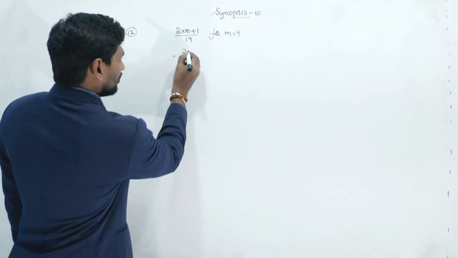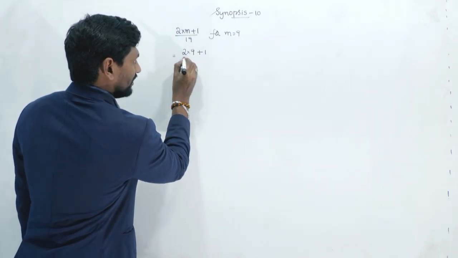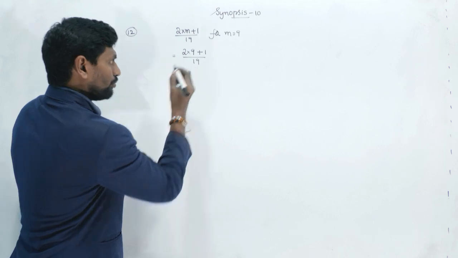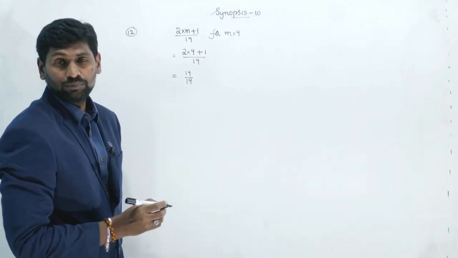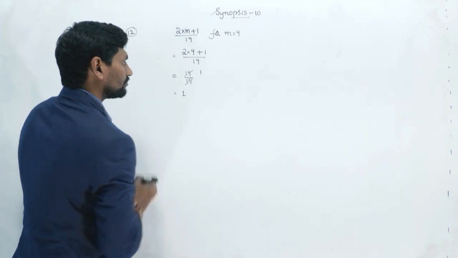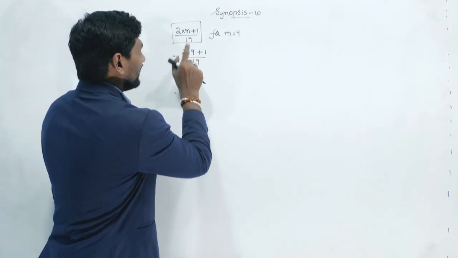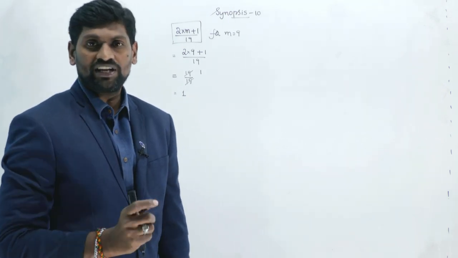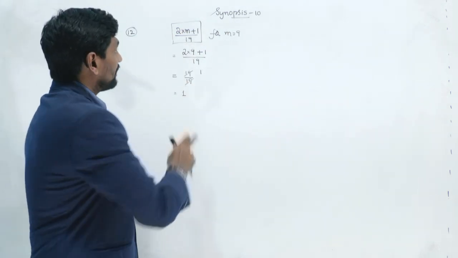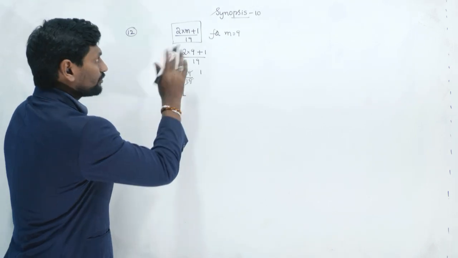So 2 into m. The m value is how much? 9. Okay, na? So 2 into 9 plus 1 by 19. 2 nines are how much? 2 nines are 18. 18 plus 1, 19. So numerator is 19, denominator also 19. Both are the same number, so 19 ones are 19, cancelled. Therefore the answer is 1. So whenever the m value is 9, we find the value like this. If m value is 10, then in the place of m we need to substitute 10. Right. So this is the value of the 12th question.